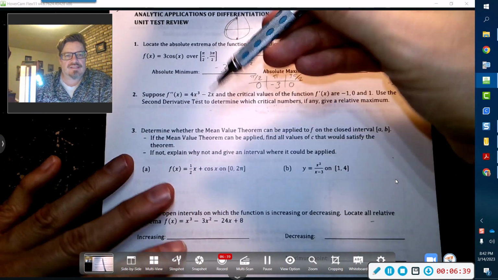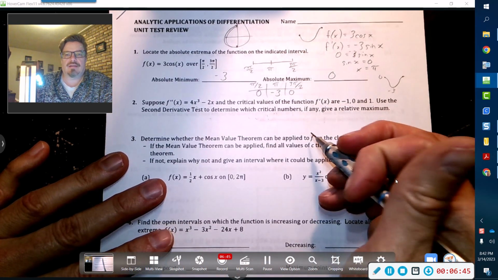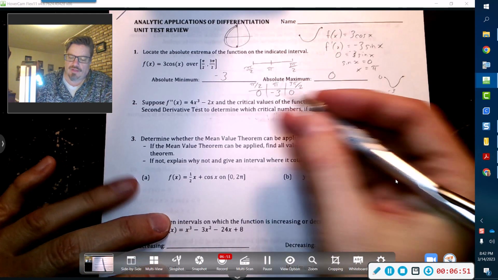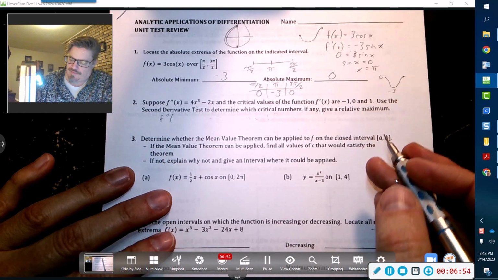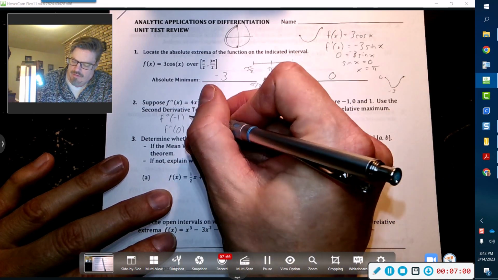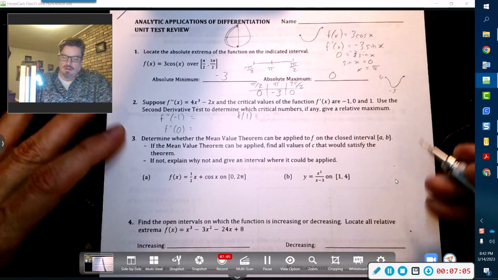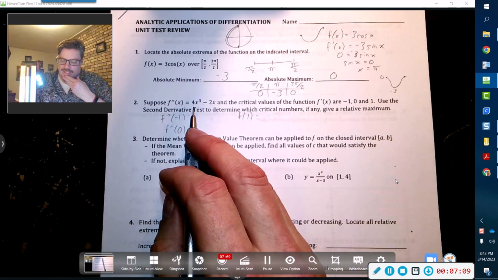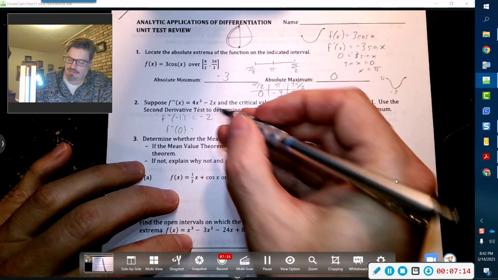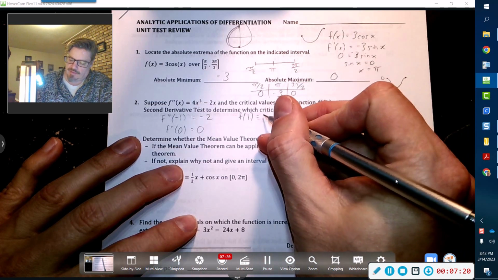We've got the second derivative here and we've got critical values. So what we're going to do is plug these in, and then determine whether it's concave up or concave down at those points. So we've got -1, 0, and then +1. Plugging in -1, we get -4 plus 2, that's -2. 0 is going to be 0, and then 1 is going to be 4 minus 2, so +2.